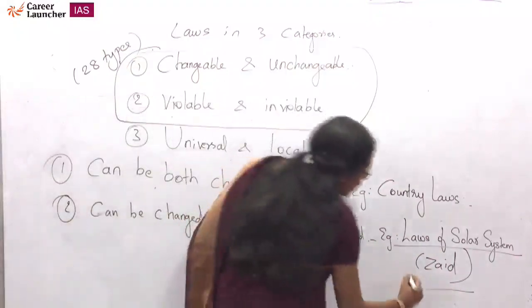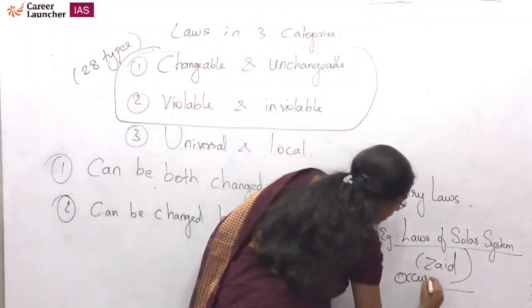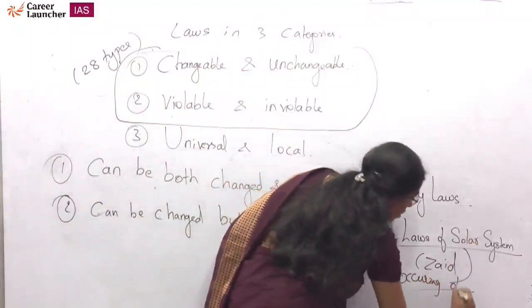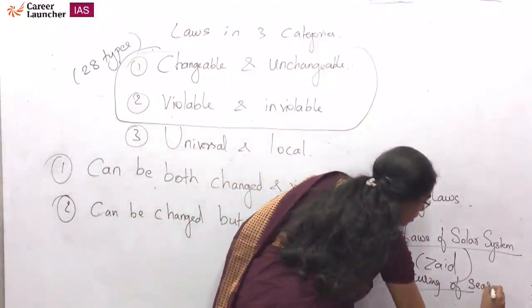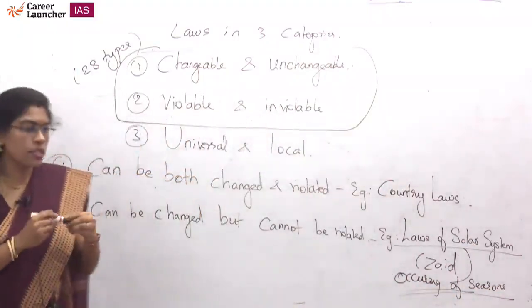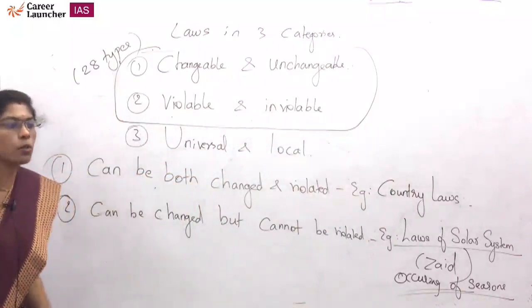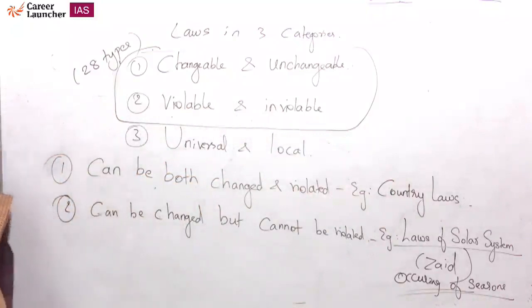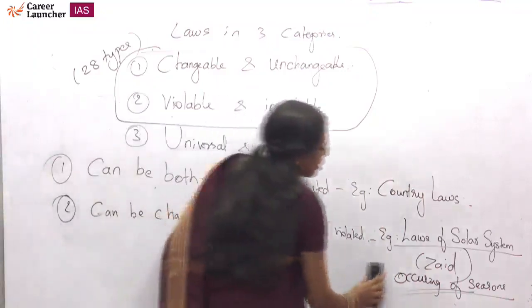Occurring of seasons is another example. Laws of the solar system. I already told you, the winter season keeps on changing, na? In some places you get snowfall now, but here no winter yet. Okay, same. So these can be changed but cannot be violated. You have to follow along with it. Examples. Okay.